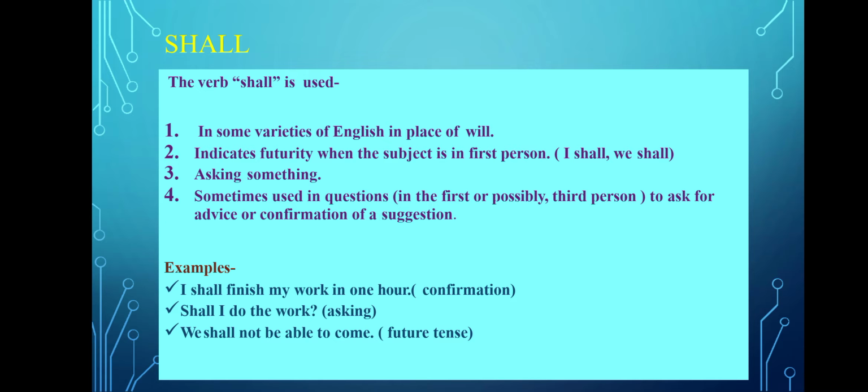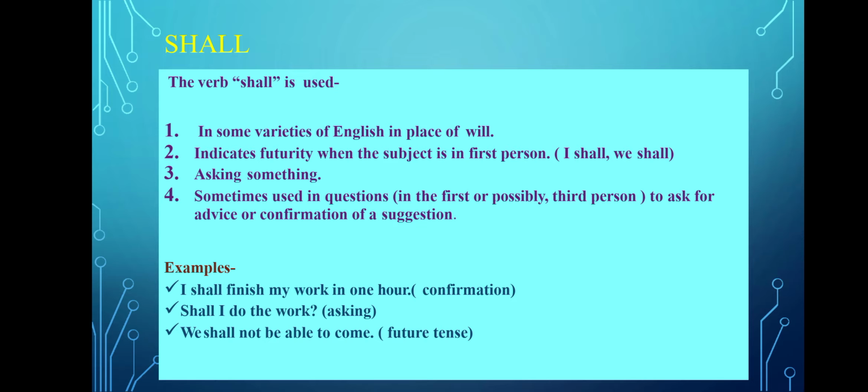The verb shall is used in some varieties of English in place of will. It indicates futurity when the subject is in first person, I shall, we shall, for asking something, and sometimes used in questions to ask for advice or confirmation of a suggestion.